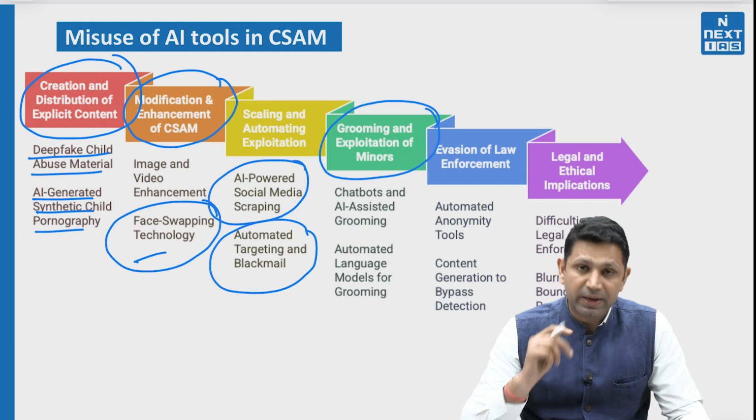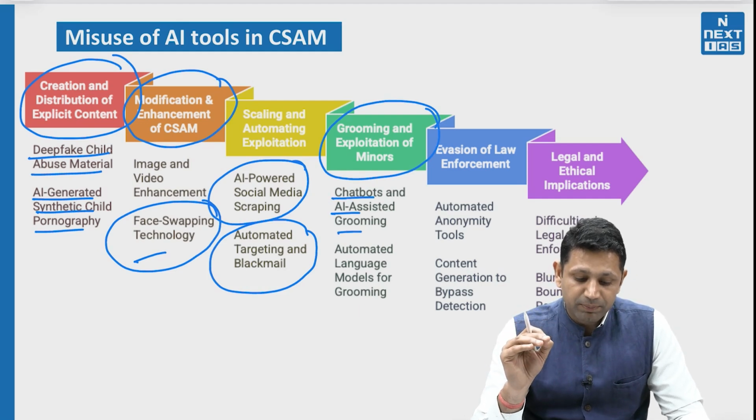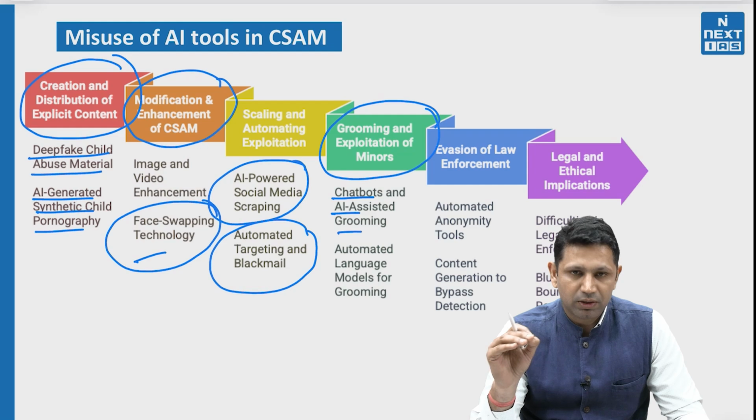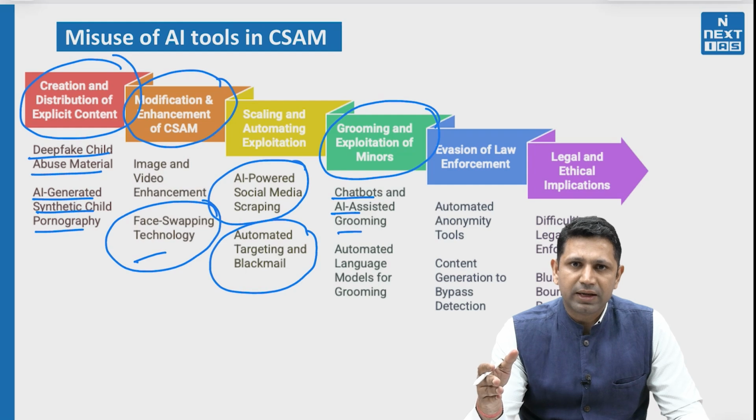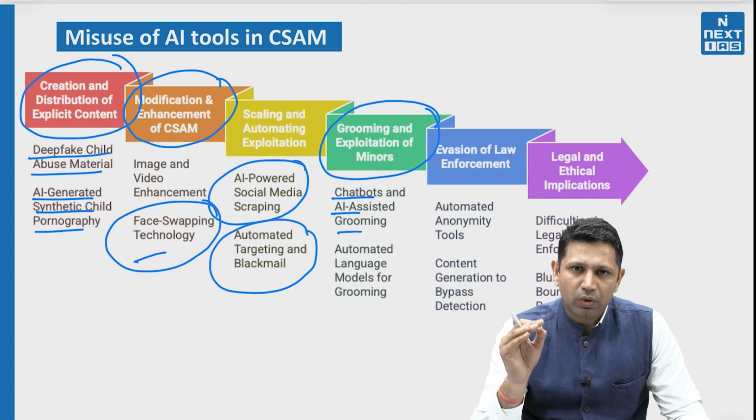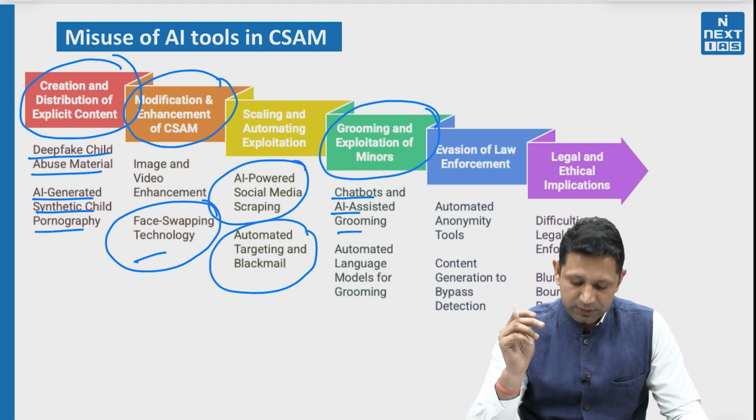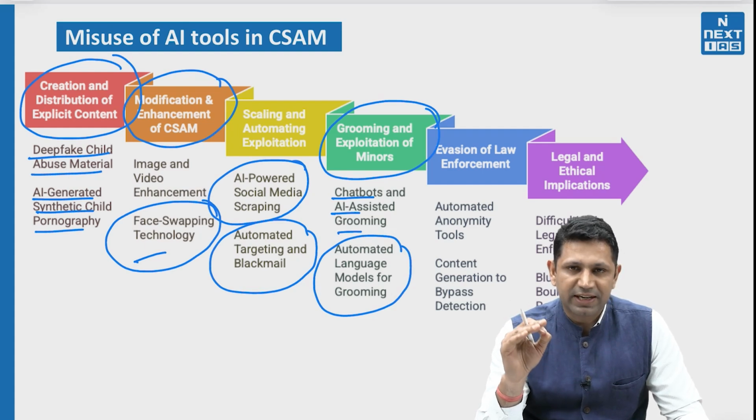Then grooming and exploitation of minors, how will that happen? Chatbots and AI assisted grooming can be done. AI powered bots can impersonate children or adults to manipulate and exploit minors online. They can impersonate another child of another gender, and they can coerce minors into exposing explicit content. Then automated language models for grooming can generate convincing conversations to deceive children into engaging in explicit behavior. So that can also be a problem with respect to AI.